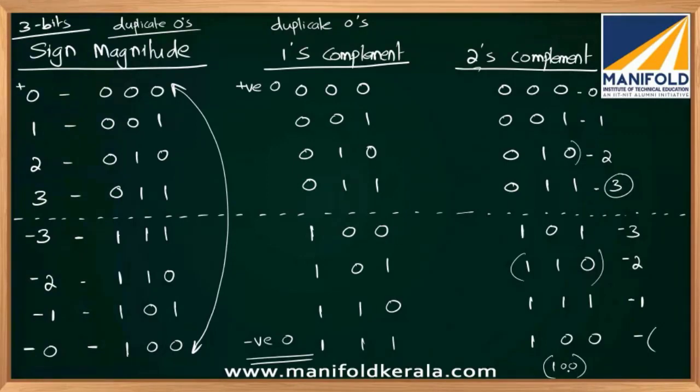Now tell me what is this number? Tell me what is the magnitude of this number, 1 0 0. It is 4. So according to the rules we have defined for 2's complement, this has to represent minus 4.